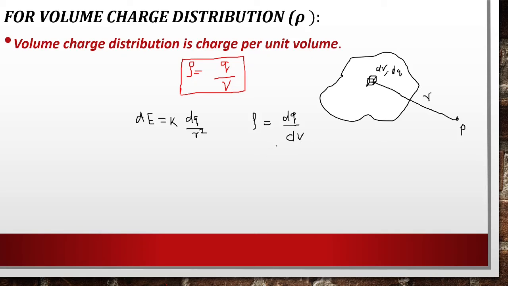Right. Now from this equation we can write dQ is equal to rho dV. Now let's apply this in this equation. So we will get dE is equal to K rho dV by R square. So this is the electric field due to our small volume element dV at point P.